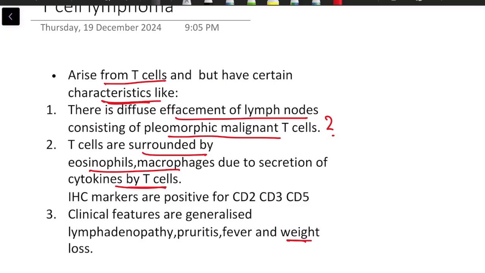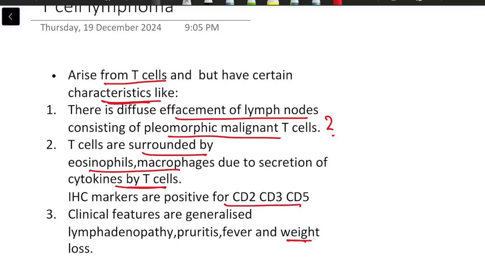Basically, these neoplastic T cells try to create a harmonious environment around them, and for creating the harmonious environment they secrete cytokines or growth factors that keep these eosinophils or macrophages around them. They are surrounded by these eosinophils and macrophages.